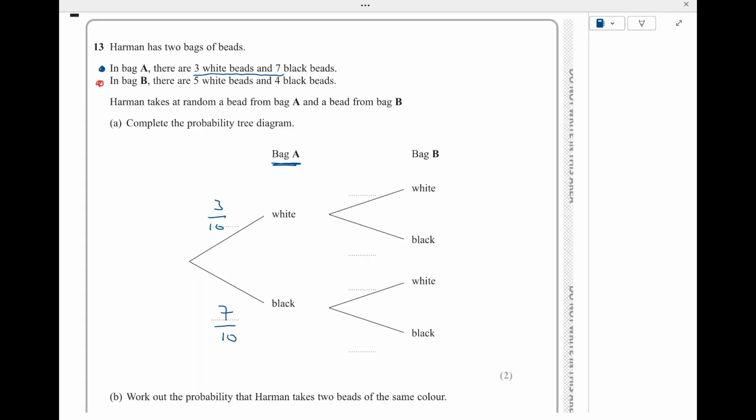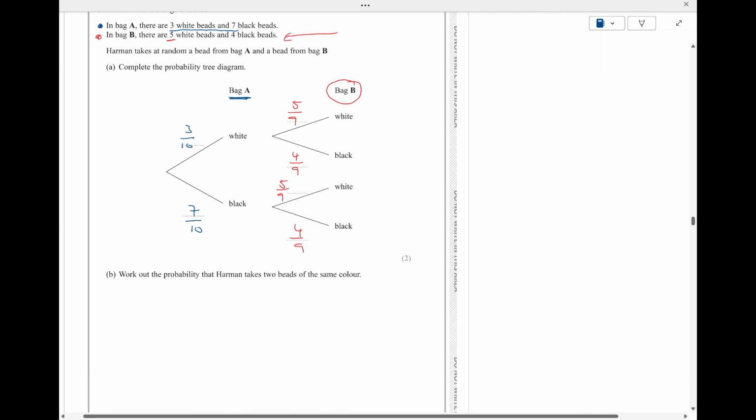Right. Now time to do bag B. So if I took a white from bag A, well, of course it doesn't matter, does it, what I take from bag A? It doesn't make any difference to the probabilities from bag B. So the probability of choosing a white from bag B is 5 out of 9. The probability of choosing a black is 4 out of 9. And similarly, 5 out of 9, 4 out of 9. There's my probability tree diagram complete.